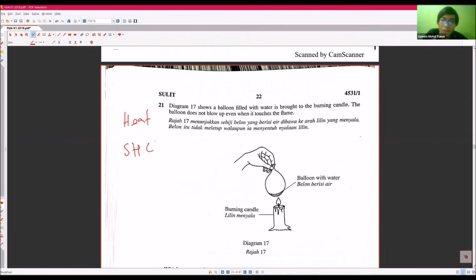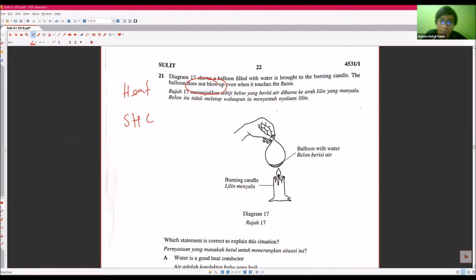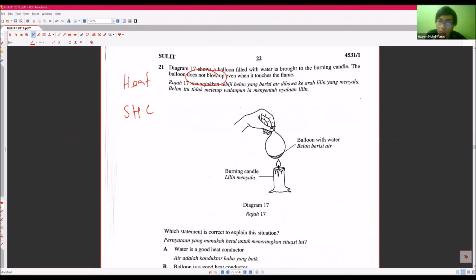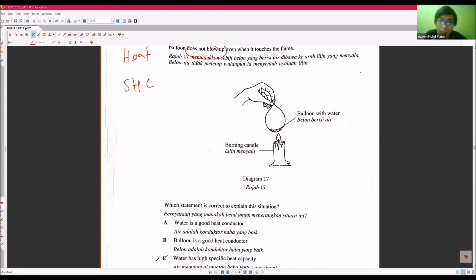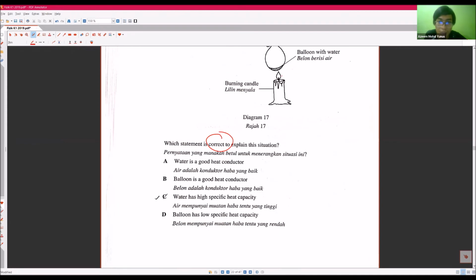Diagram 17 shows a balloon filled with water is brought to the burning candle. The balloon does not blow up even when it touches the flame. Which statement is correct to explain this situation? Why doesn't the balloon melt or burn? Because the heat is used to heat up the water in the balloon. And the water in the balloon must have a higher specific heat capacity.